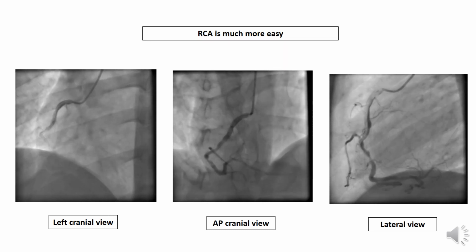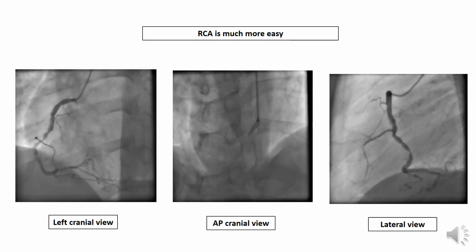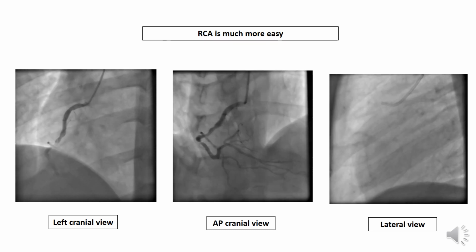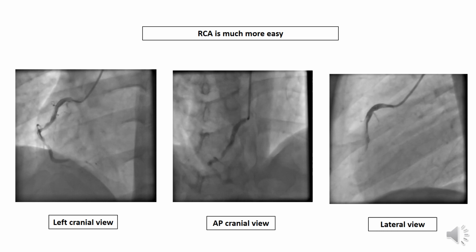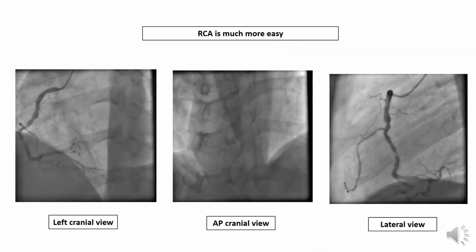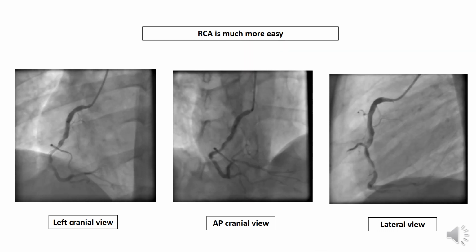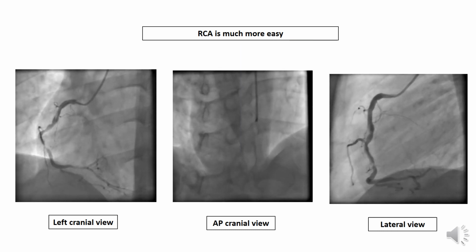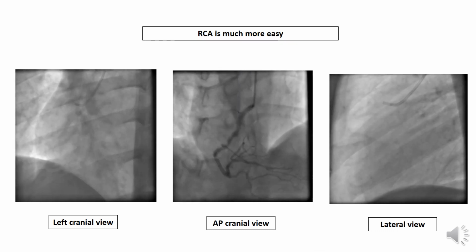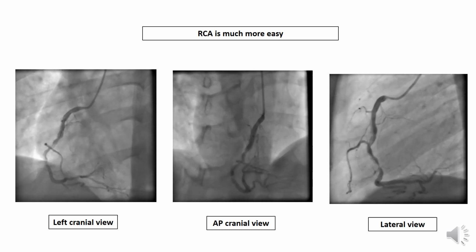And on this view, we see the vertebral column at the middle of the view with the ribs horizontal. So we are in an AP cranial orientation, and the terminal branches, posterolateral and PDA branches, take a good segment of this view.